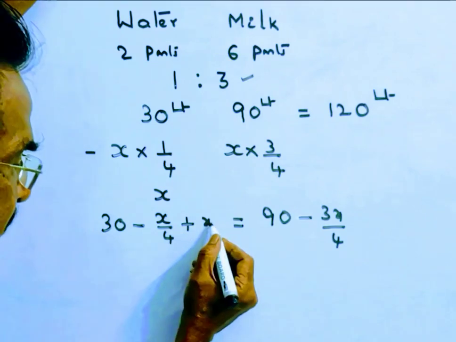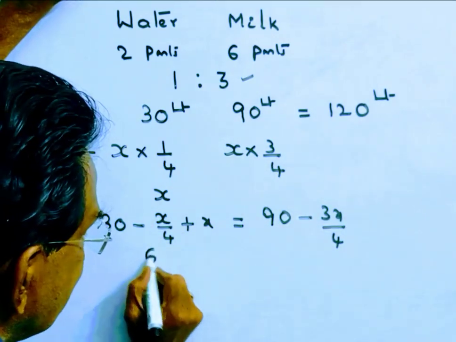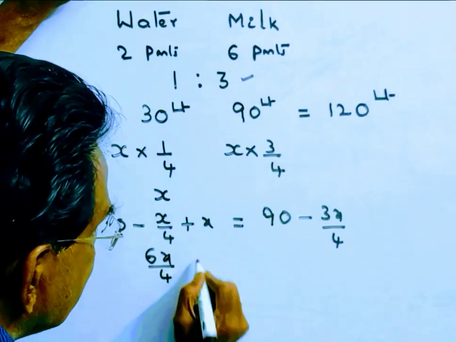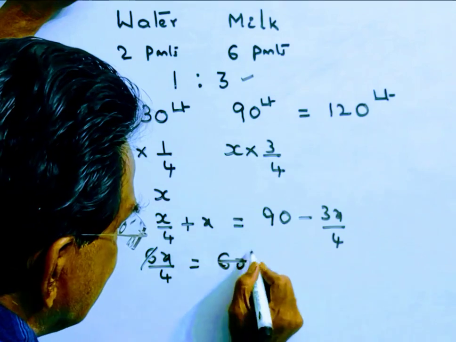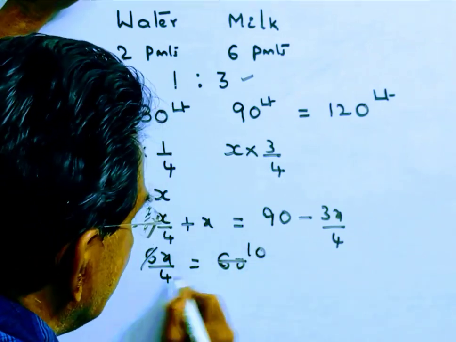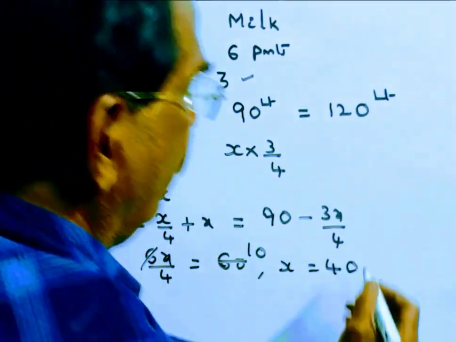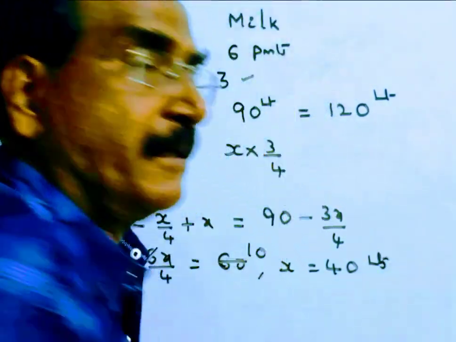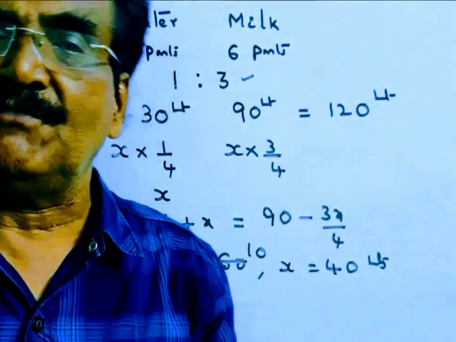See friends, 4x minus x, 3x by 4 plus 3x by 4, 6x by 4 is equal to 90 minus 30, 60. 6 ones are 6, 6 tens are 60, x is equal to 40. So friends, 40 liters of solution must be drawn. 40 liters of solution must be drawn and replaced with water.